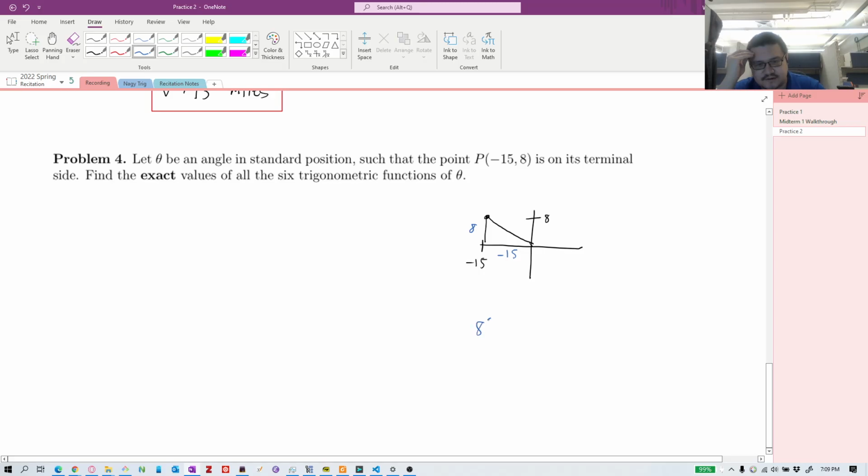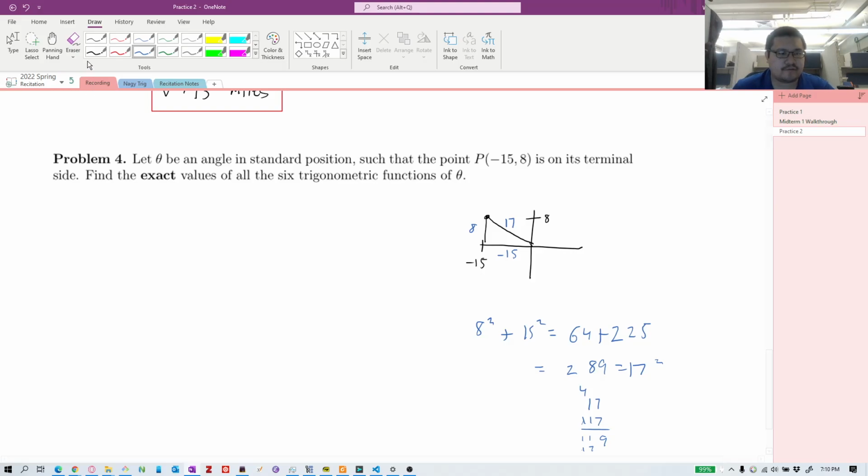So let's see, 8 squared plus 15 squared, 64 plus 225? Yes. 289, and that's 17 squared, isn't it? I'll check just because it's been a while. Yes, 289. Okay, so yes, this is 17. Great. Okay, so now that we have that, we can find the exact values of all the 6 trig functions.